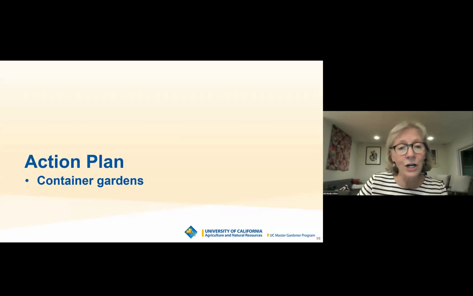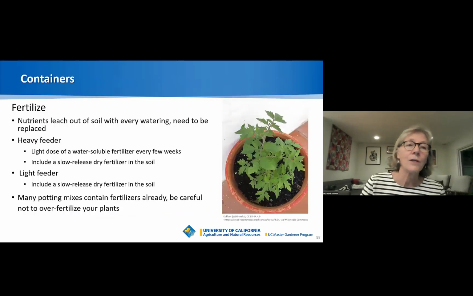What about container gardens? So containers, nutrients will leach out of the soil with every watering. So those nutrients will need to be replaced on a regular basis. If you have a heavy feeder, so here's a tomato plant in a pot. A tomato is a heavy feeder. Give a light dose of a water-soluble fertilizer every few weeks, and include a slow-release dry fertilizer in the soil.